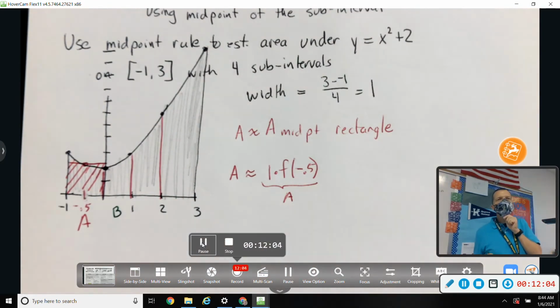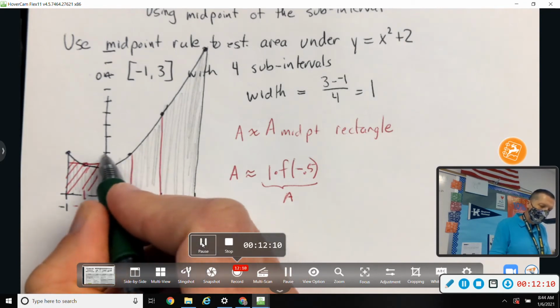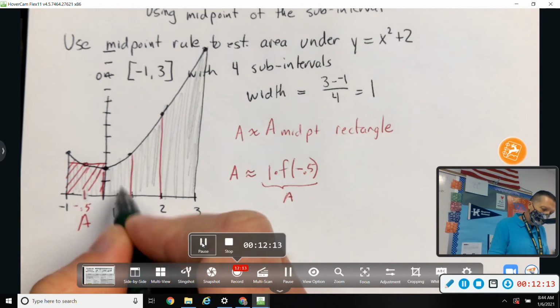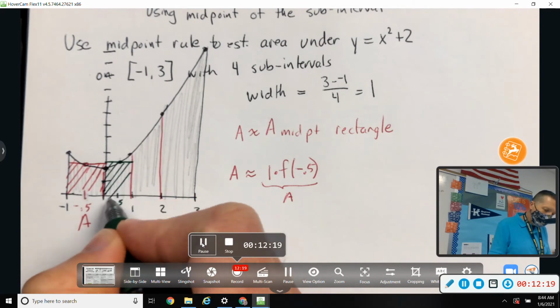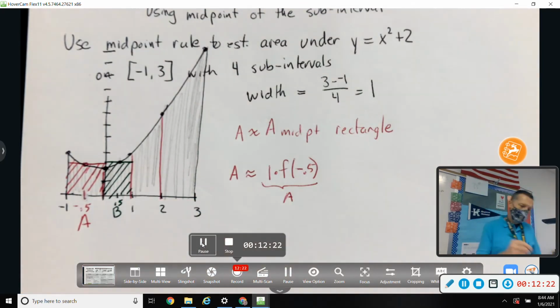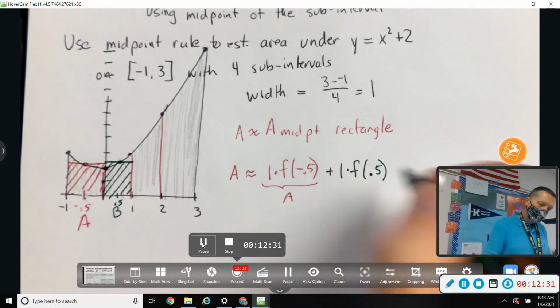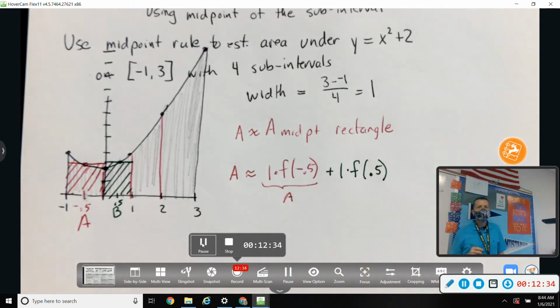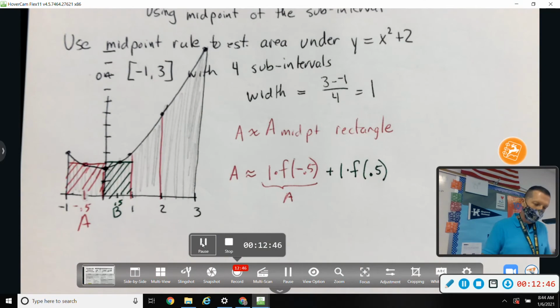Rectangle B, same thing. I don't want the left-hand rectangle like we did yesterday or the right-hand rectangle. I want the midpoint rectangle. So at 0.5, I need the height at 0.5. So my width is still 1, my rectangle is 1 wide, and the height I'm going to use is the y value at 0.5, at the midpoint. This already seems like it's going to be a better approximation than the left or the right, because some of the rectangle is inside, some of it's outside, so this is probably a pretty good approximation.